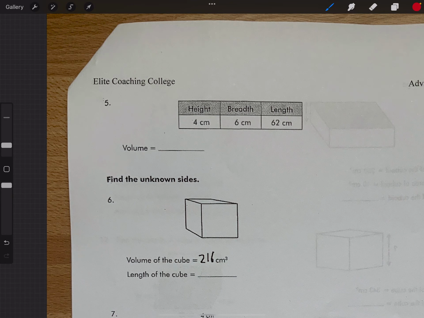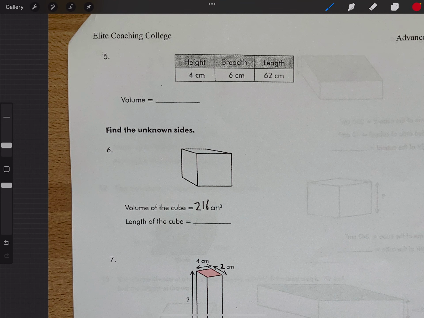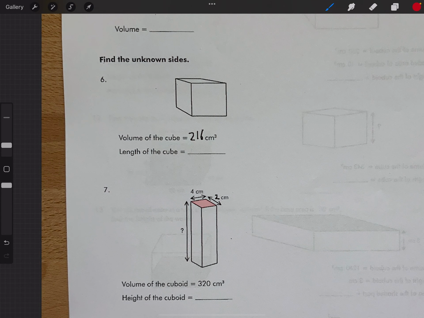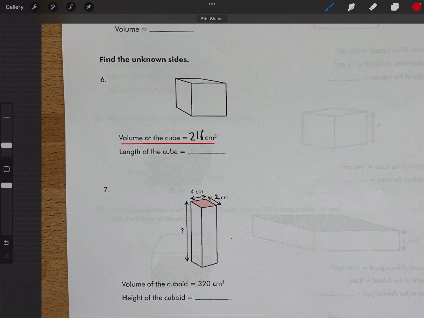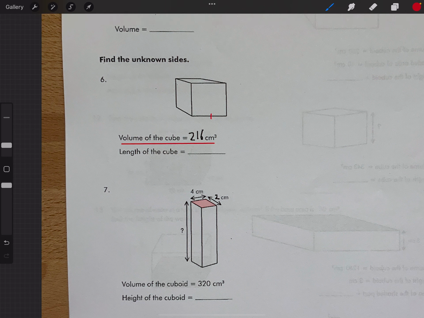Question 5. So again, you're asked to find the volume. You can do that one on your own. Question 6. Find the unknown side. So it says given the volume of the cube is 216 centimeters cubed. Now, find the length of the cube. What's the length of the cube there? So what number? Now we know the cube has all the sides the same.